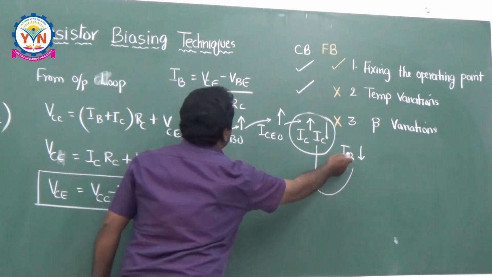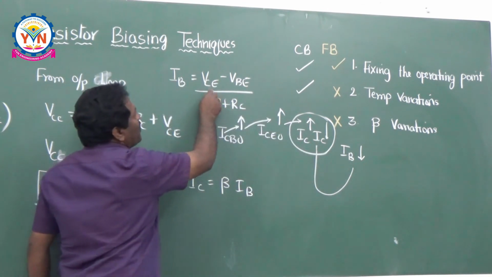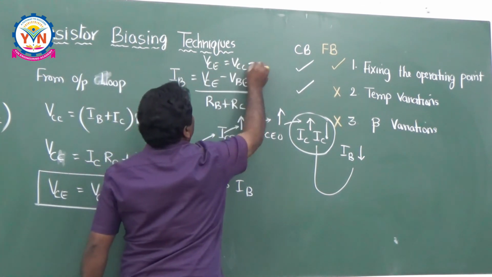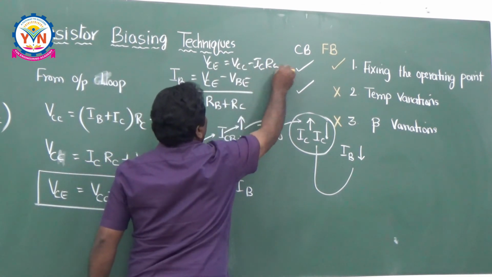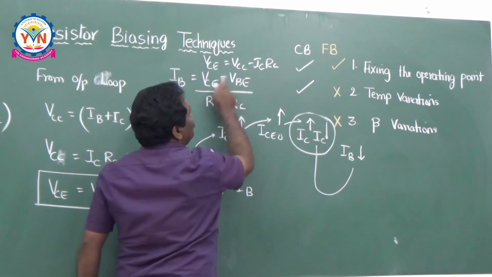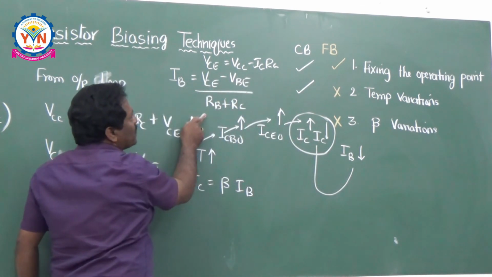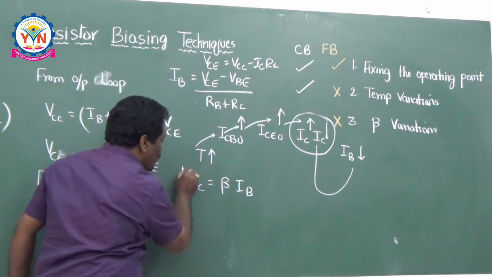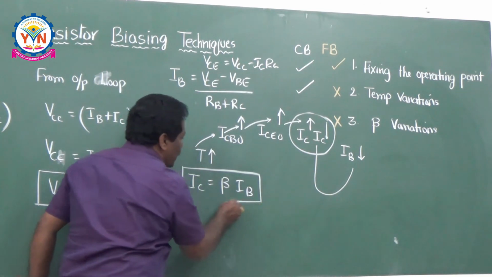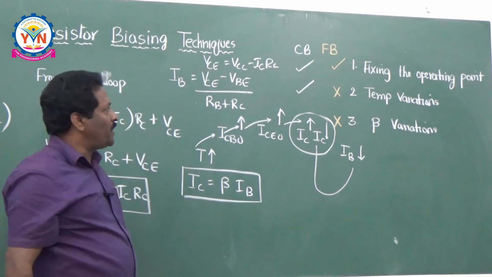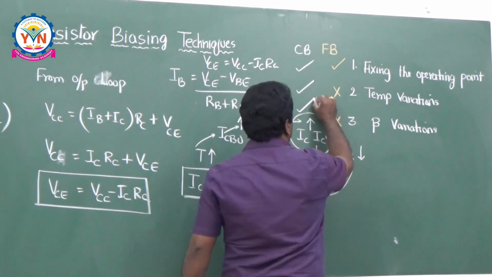If IC increases, VCE decreases because VCE is equal to VCC minus ICRC. So if IC increases, VCE decreases. If VCE decreases, IB decreases. IB means input current decreases, which means IC will be in control. So this is also taken care of. Even if the beta changes, there is no question of any change in the operating point. So the third point is also excellent.